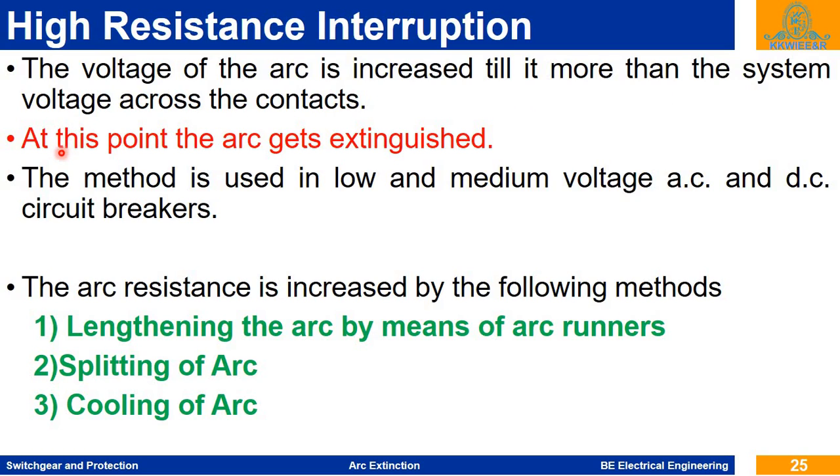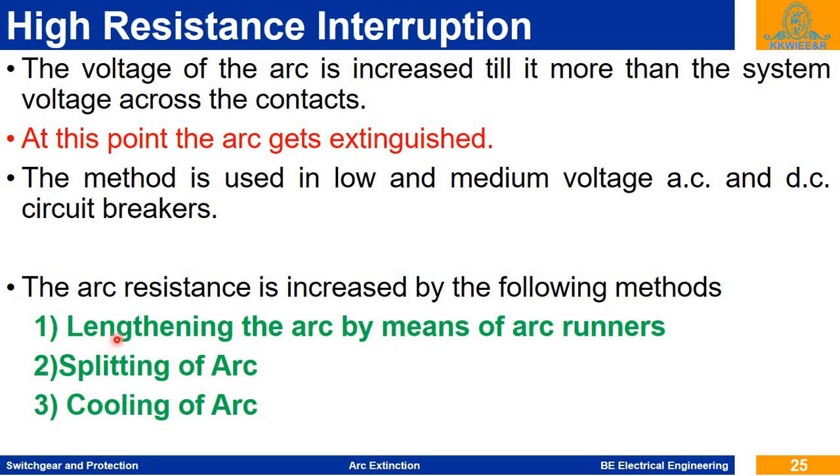Okay, and when this condition is achieved, the arc gets extinguished. So the method is used in low and medium voltage AC and DC circuit breakers. Okay, how is this high resistance achieved?